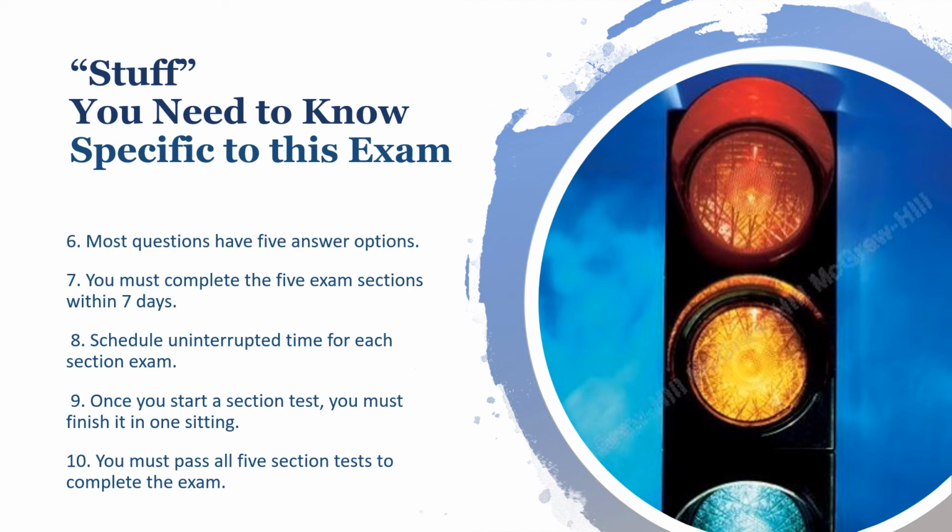You must complete the 5 exam sections within 7 days. Each one of those is separate, remember, and you have 45 minutes for each one, but you have to complete them within 7 days. Schedule uninterrupted time for each section exam. Now, you can take all the exams at one time if you so choose, all 5, not counting the MEIQ emotional intelligence test. That one in particular will take probably about an hour. But again, it's a separate exam and it doesn't count in this particular scenario here.